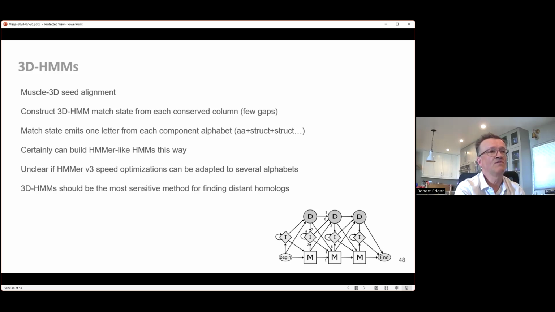And then we should have a really substantial improvement in the sensitivity of HMMs.